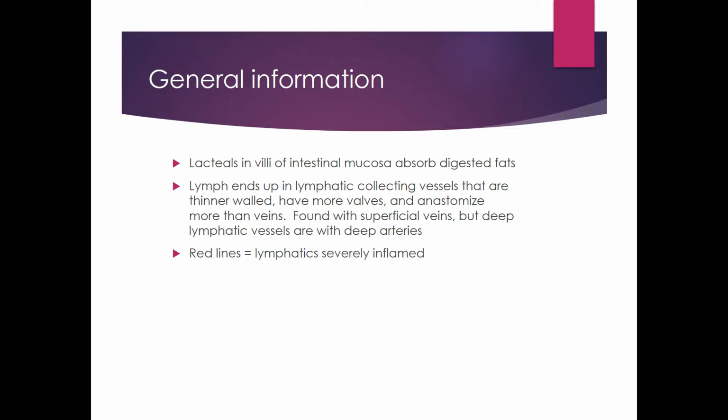They do have more valves, because there's so much less pressure in the vessels that the lymph can easily flow backwards, and we don't want that to happen. So lots of valves, and they anastomose more than veins do, which means they interconnect with one another. Typically they're found with the superficial veins, but the deep lymphatic vessels are found with the deep arteries. And I'm not going to go into the red line thing.